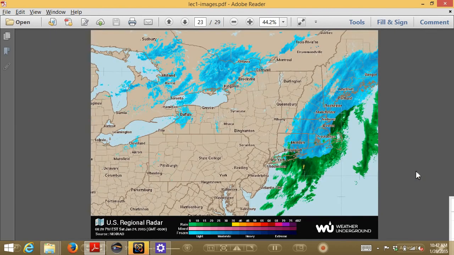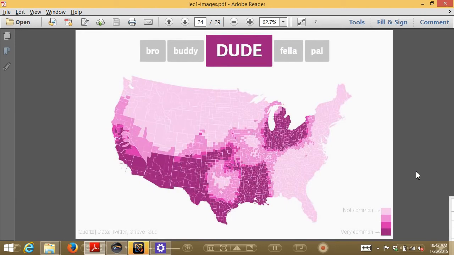Or weather maps. Our weather map is going to look pretty bad in a few hours, but this is another example of where you've got returns, probably from radar, that are superimposed on a map, and now you could process this image jointly with both the color and the images. Or you could have something that's entirely data-driven, like this census data of where people use the word dude versus bro, right? And so you could find the dude concentration.